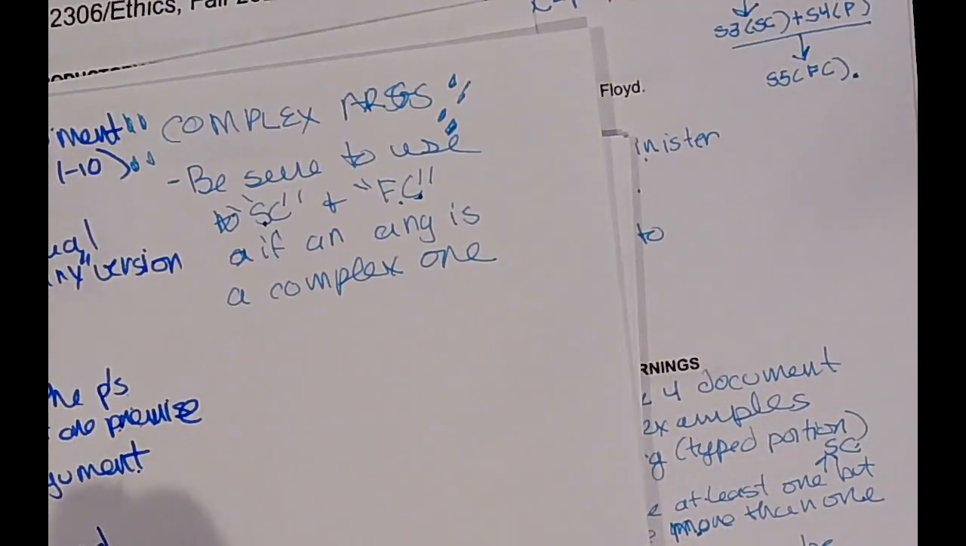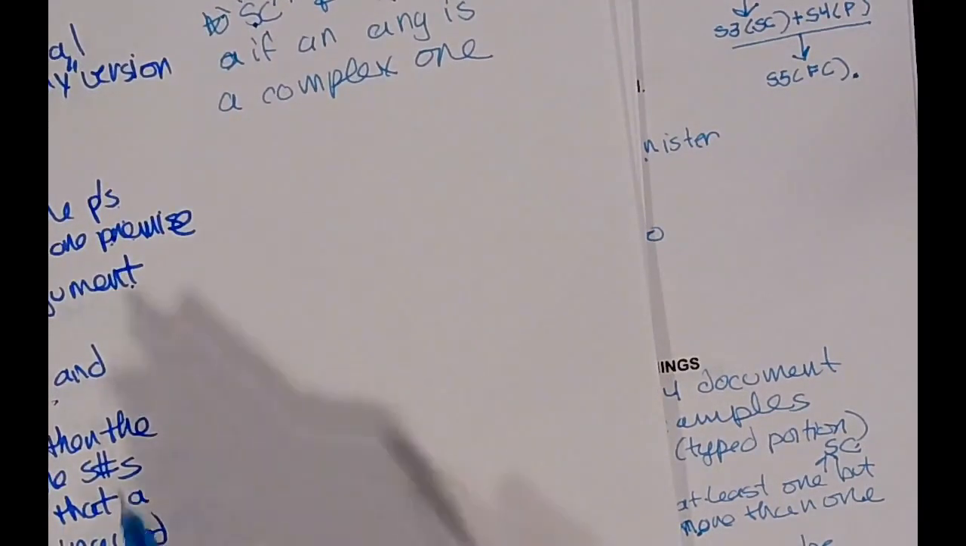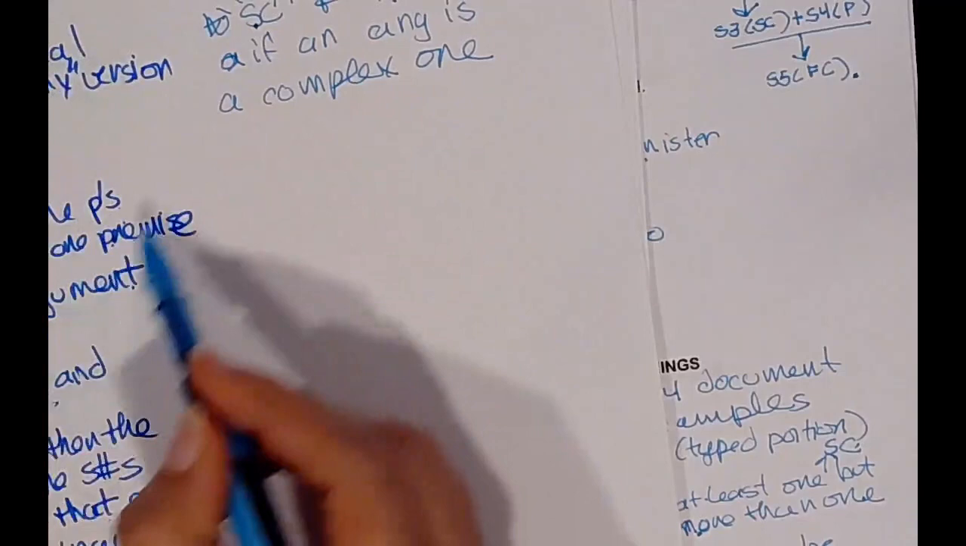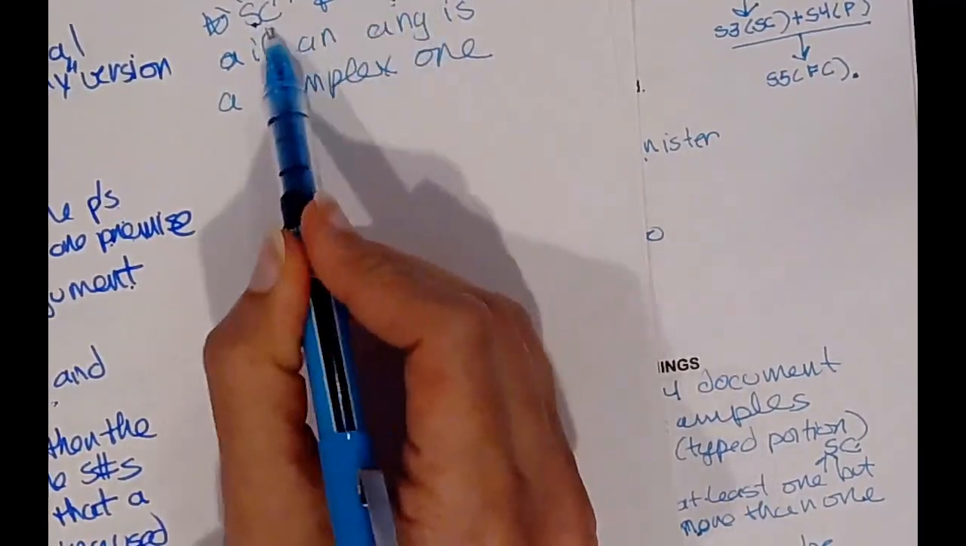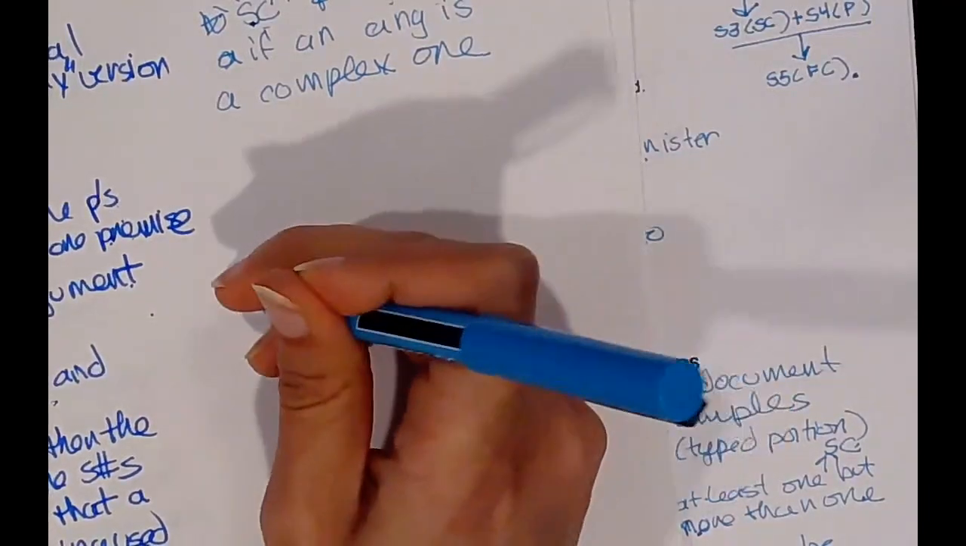Okay, so we've got that. I'm trying to see what else we might have. Everything else still applies. It's just that you have to be using the correct labels. Diagram. Okay, so again, complex arguments.